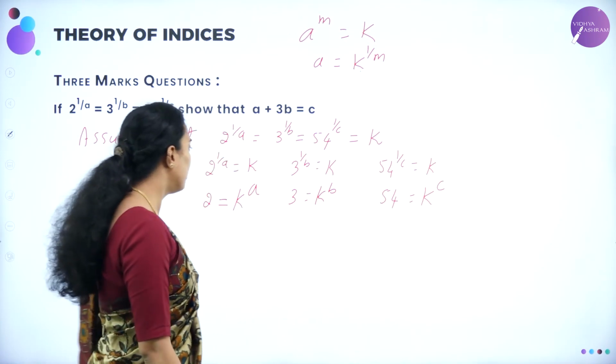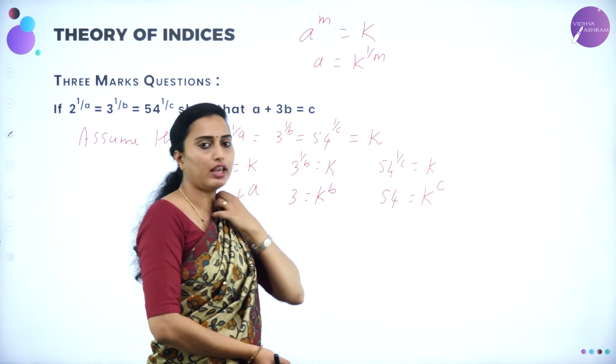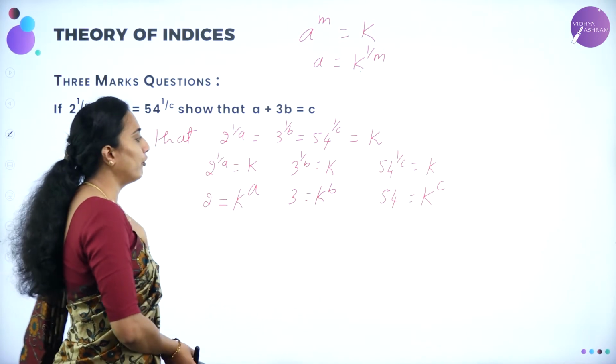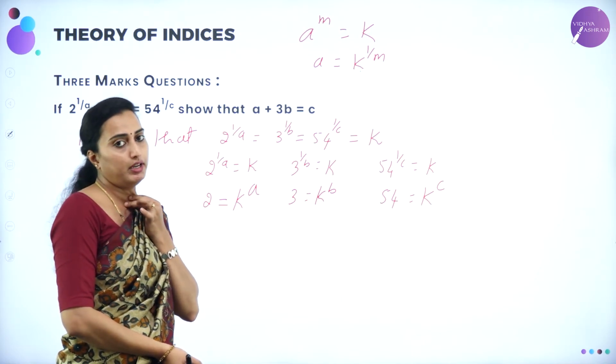What is that? You know already how I am going to write 54. Yes, because I want 54 on the right hand side. You know already 54 can be written as what?